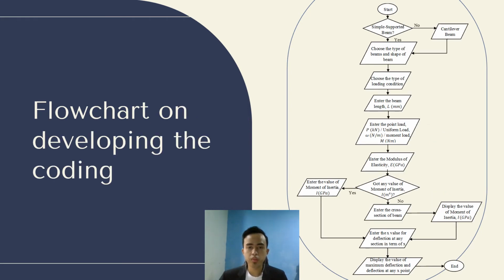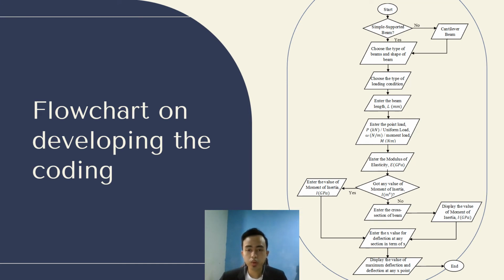For the flowchart of developing the coding, it will start with the type of the beam to be used, chosen by the users in the program, either a simple supported beam or a cantilever beam. Next, there is an if condition to decide the beam shape that consists of 6 different shapes to be chosen by the users. Then the users need to choose the type of the loading condition to be used. Then the users need to enter the length, loading value, and the modulus of elasticity as the parameters.